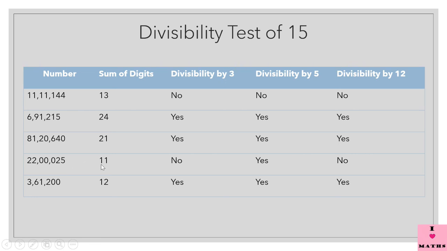22,25,000. Sum of the digits is 11, but 11 is not a multiple of 3. So it is not divisible by 3. The given number is not divisible by 3. At the end, at the ones place, we have 5. So this number is divisible by 5, beta. But since it is not divisible by 3, it is not divisible by 15 also. Okay, let us look at the last number.